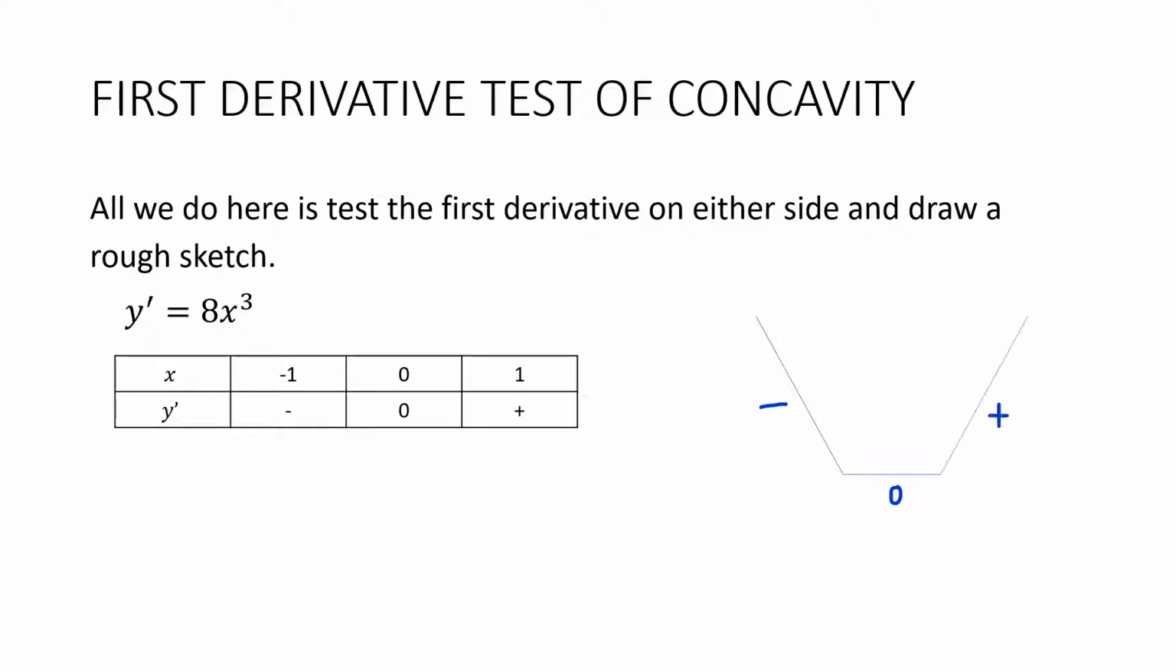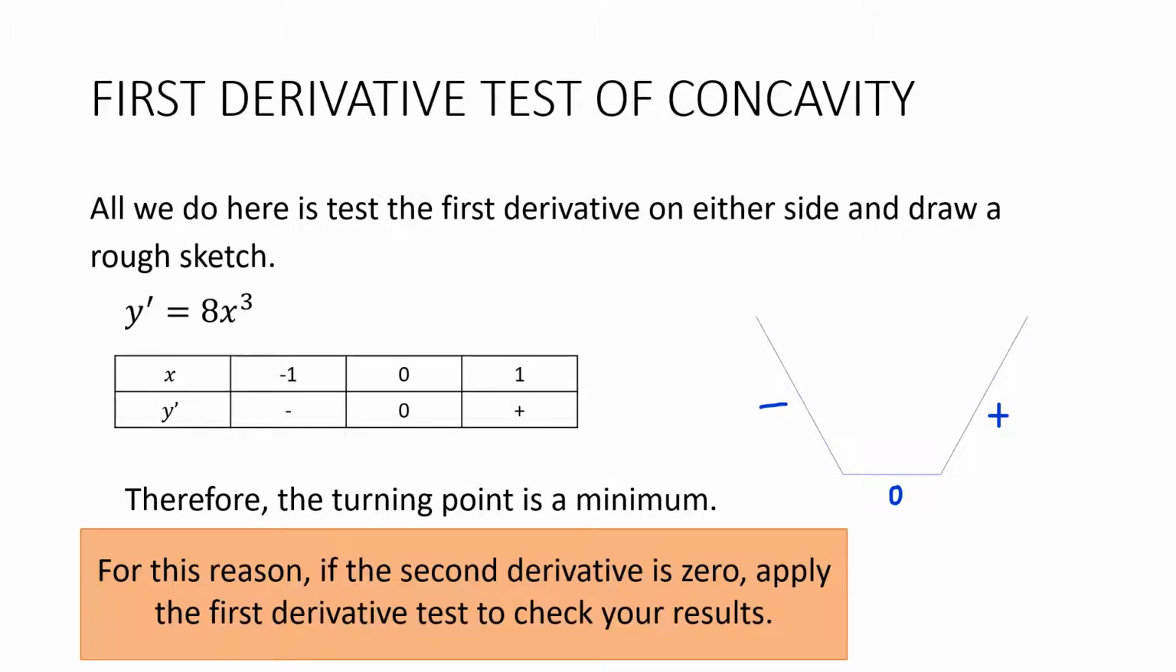Here's 0. Here's positive. It's a minimum. So you can see how this works, just a rough sketch. This is sometimes called the bucket test as well. So therefore the turning point is a minimum. So for this reason, if the second derivative turns out to be 0, it's a possible stationary inflection. Use your first derivative test to make sure that it is.